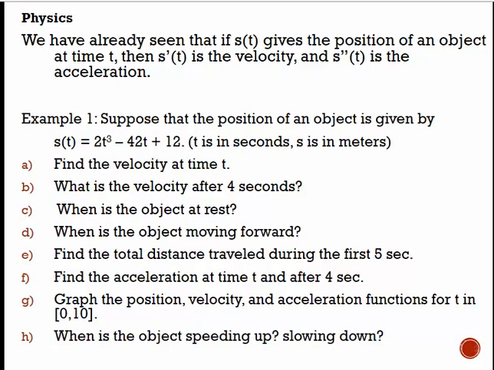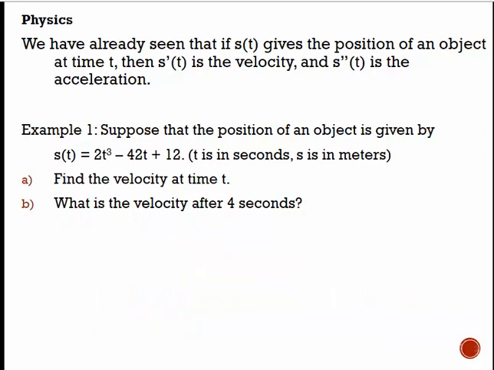So suppose that the position of some object follows this function: s of t is 2t cubed minus 42t plus 12, where t is in seconds and s is measured in meters for our units. Now keep in mind here, position, velocity, and acceleration can be negative. Position's negative if you're moving in the opposite direction from the reference point. Velocity would be negative if you're moving backwards relative to the reference point, and acceleration if you're slowing down.